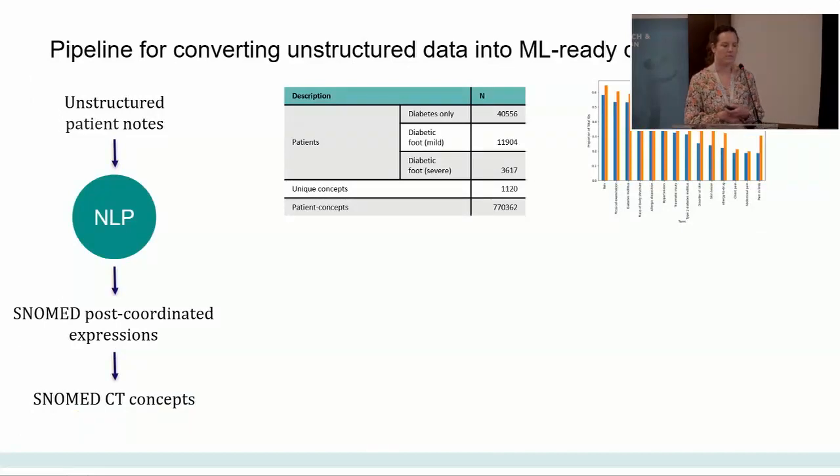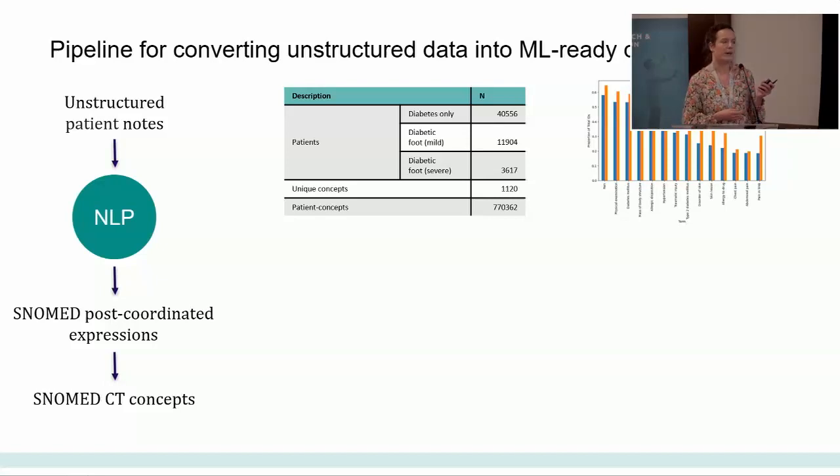No ChatGPT here, but we do use natural language processing to convert the unstructured patient notes into SNOMED coded information. We use a commercial NLP tool from CliniThink, and they pull out post-coordinated SNOMED expressions that we can then query. We can say, these are the things we're interested in, pull those out, and then we can map those to pre-coordinated SNOMED concepts, which is a much easier data set to work with.